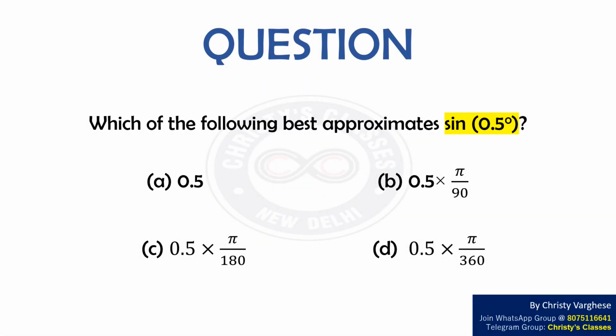In this video, let us discuss a question on trigonometry. Which of the following best approximates sin 0.5 degrees? Options: A. 0.5, B. 0.5 × π/90, C. 0.5 × π/180, or D. 0.5 × π/360.